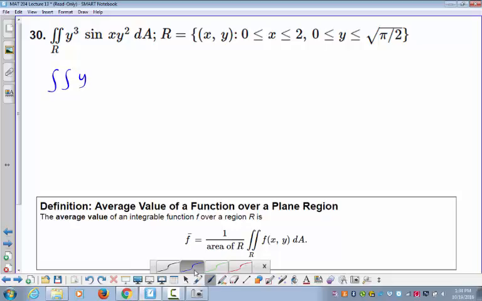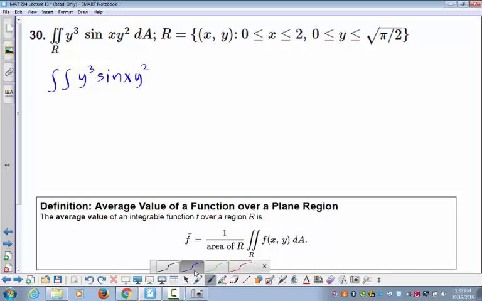Okay, so we've got our crazy thing here. Now we have to decide what order we're going to integrate this in. One of the things that we see right away is that if we integrate with respect to x, y squared is a constant with respect to x. So we'd be dividing by y squared in that integral, which would make the coefficient out in front a little bit easier instead of having a y cubed.